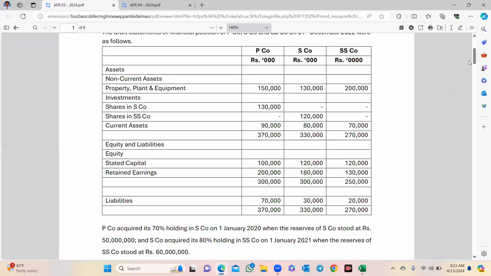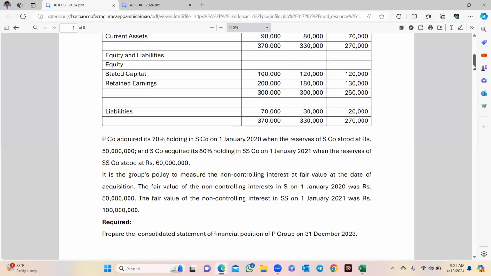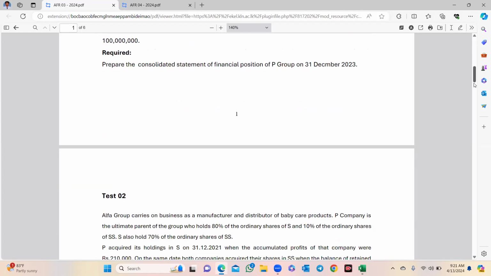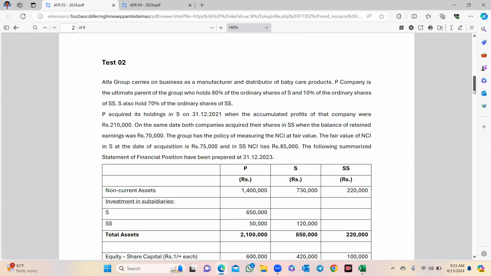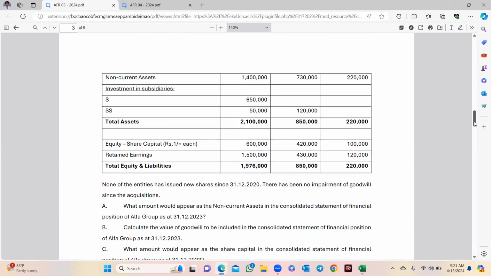I know that I'm a little bit fast. This is in order to get the idea only. Previously we did a big question with NCI at proportionate basis. Here it is NCI at fair value method. The fair value method is a little bit easy, right? So there is no requirement for question number 2 and 3. 3 is a good question.